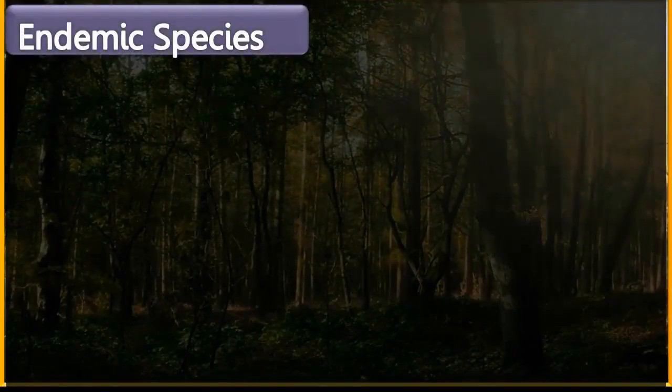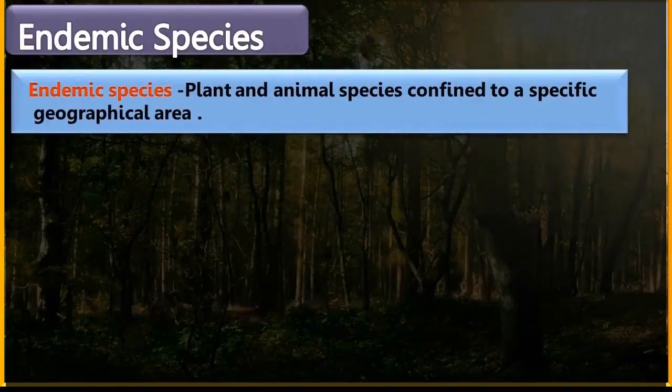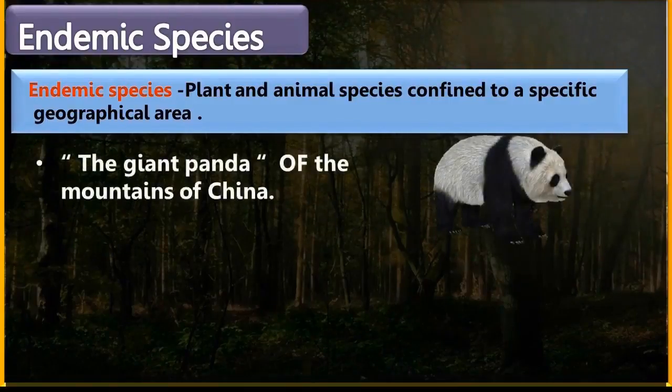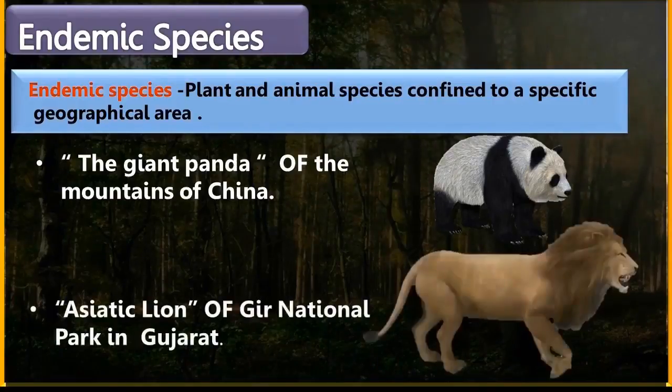Endemic species. Plant and animal species confined to a specific geographical area are called endemic species. The giant panda, for example, is endemic to the mountains of Sichuan, Gansu, and Shanxi provinces in China. In India, the Asiatic lion is endemic to Gir National Park in Gujarat.